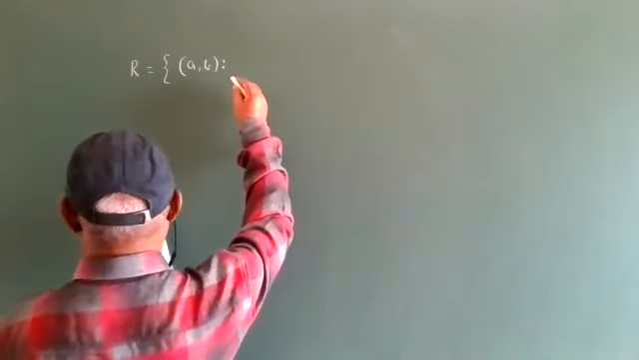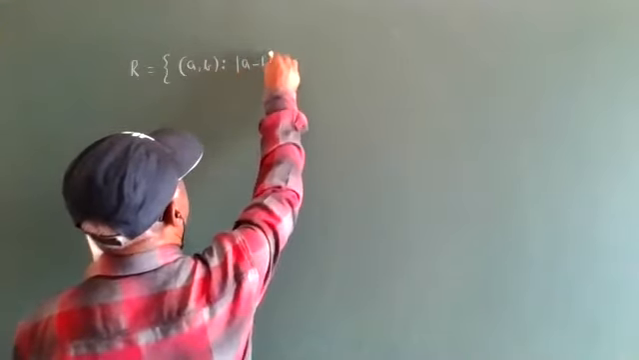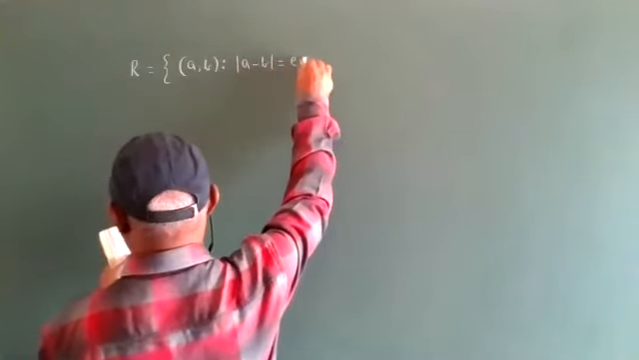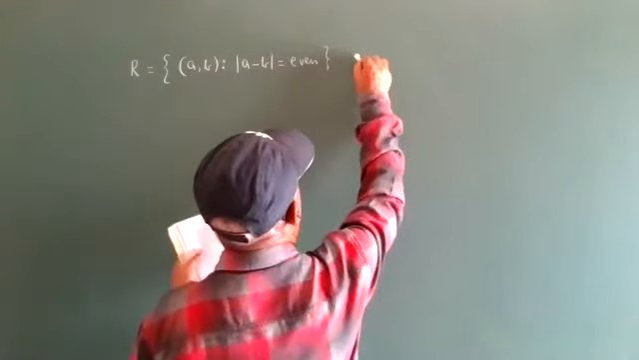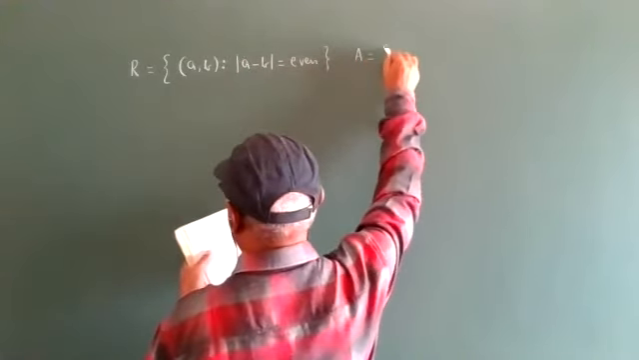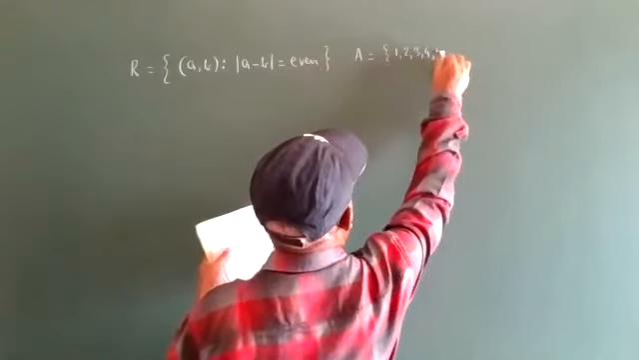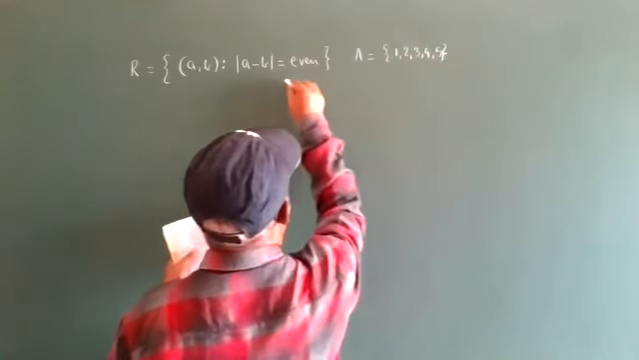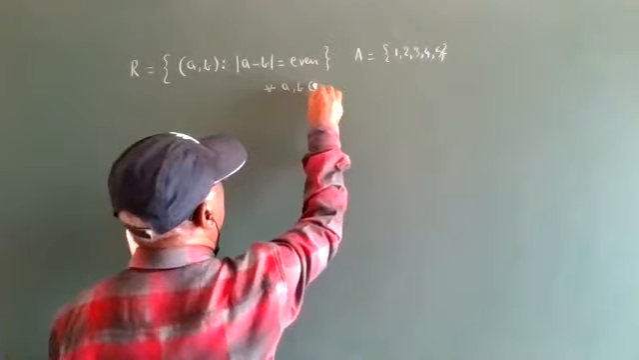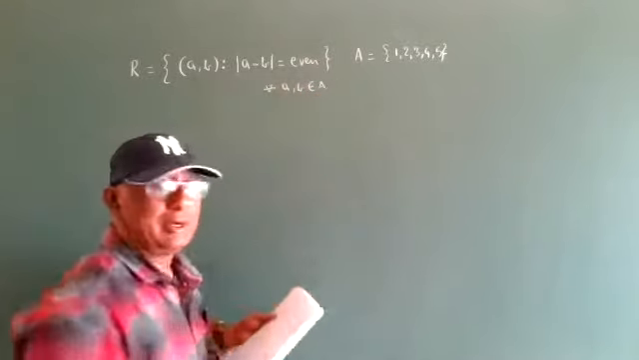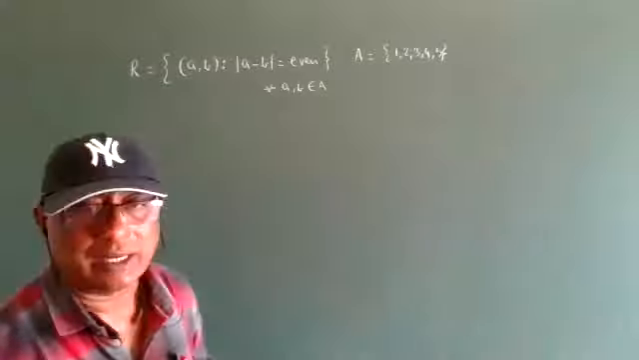I am writing the relation: modulus of A minus B is equal to an even number. Here A and B are elements of the set {1, 2, 3, 4, 5}, that is, A comma B belong to the set A. This is the given relation.